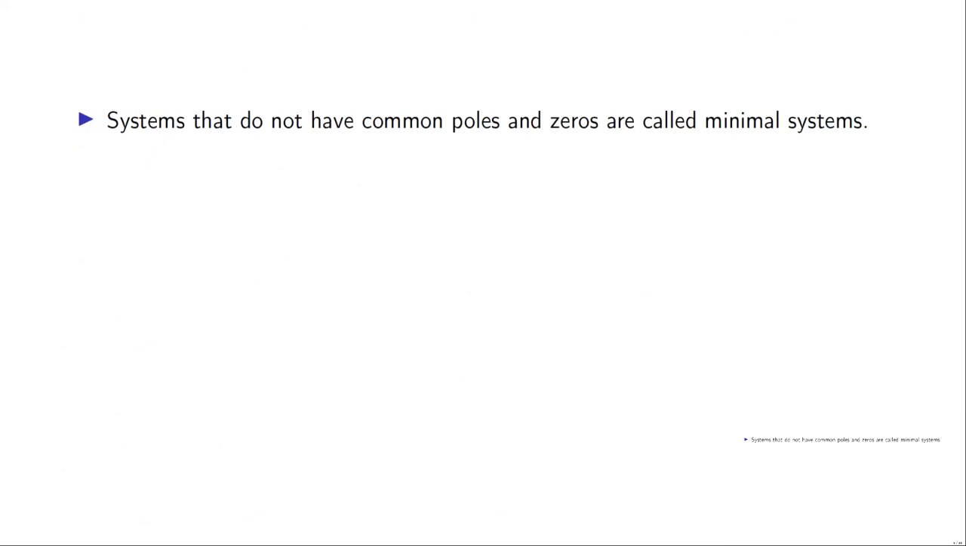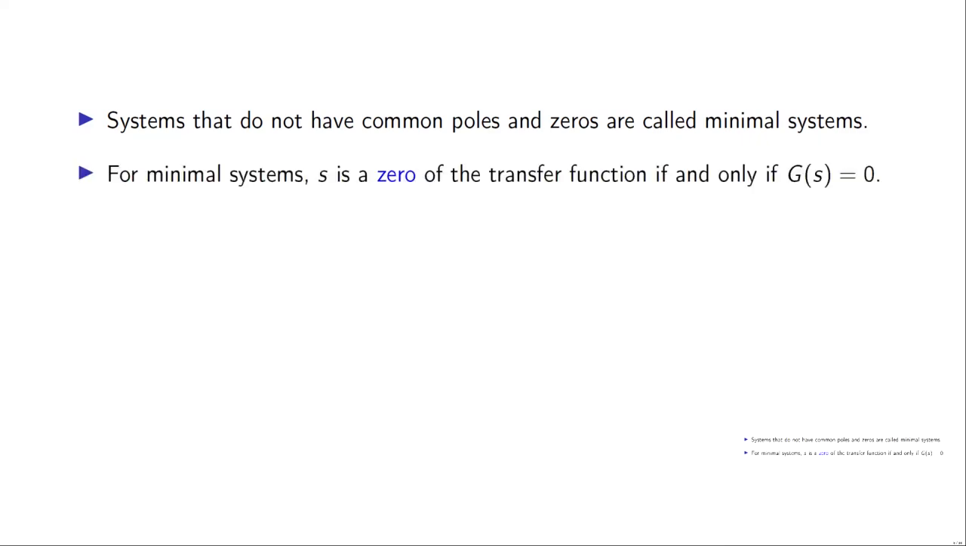Systems that do not have common poles and zeros are called minimal systems. And for a minimal system, s is a zero of the transfer function if and only if g of s is equal to 0. Why is this the case? Because when you replace the value of the zero in the numerator, it will be 0. So you have 0 divided by something, then it's 0, okay? So that's why for a minimal system, if s is a zero of the transfer function, you will also find that g of s is equal to 0.